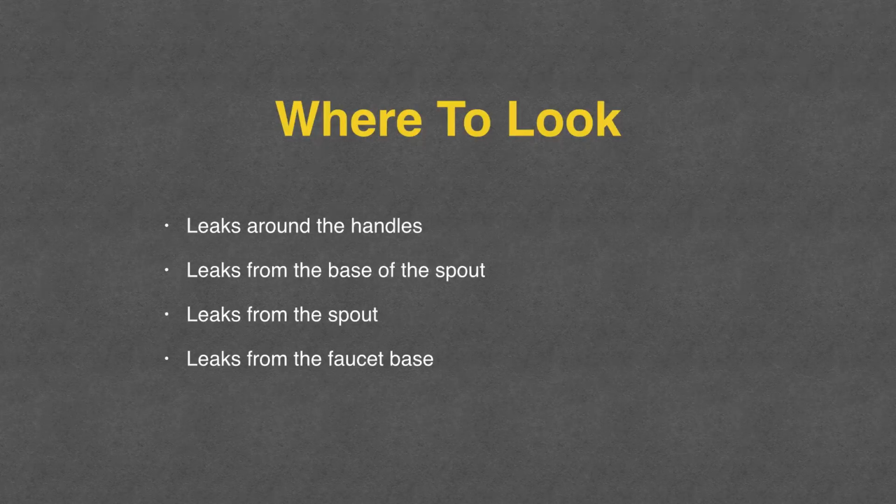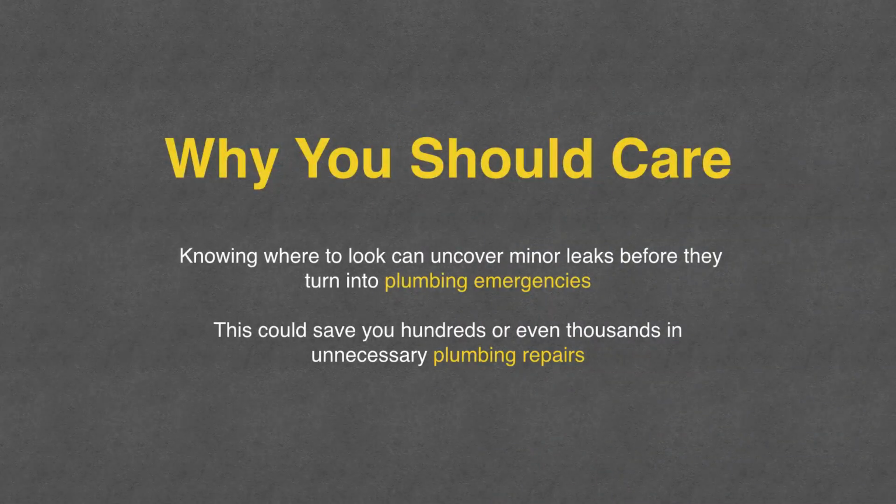And finally, I look for leaks from the base of faucets, especially the center set style faucets, where water can get underneath the base and migrate through the mounting holes of the sink, especially if it wasn't sealed correctly. Why you should care? Well, knowing where to look can uncover minor leaks before they turn into plumbing inconveniences, or worse yet, plumbing emergencies. This could save you hundreds or even thousands in unnecessary plumbing repairs. Let's check it out in this technical timeout video.